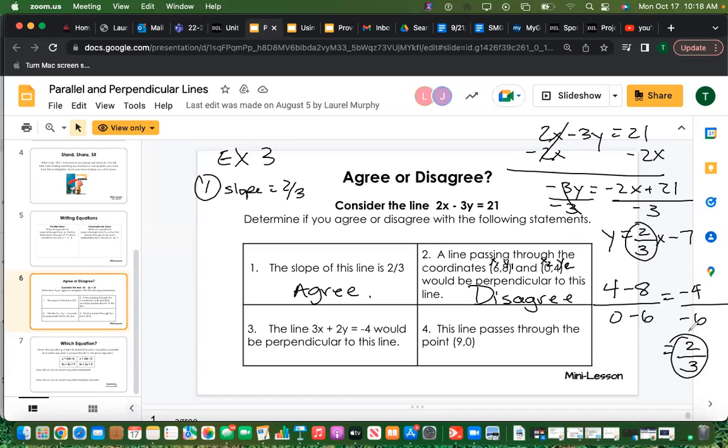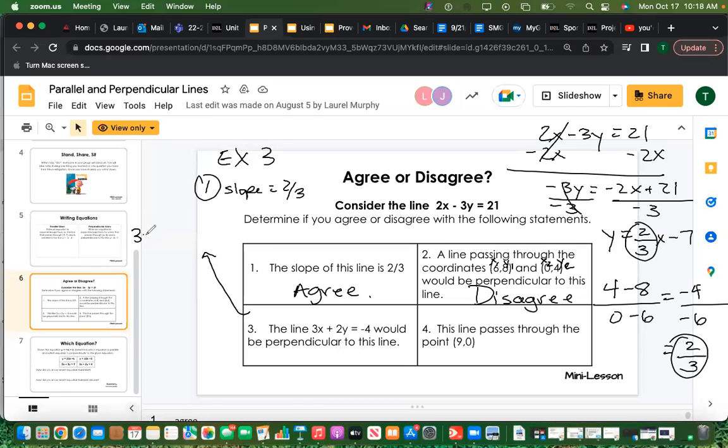Okay, now on number 3, it's asking if this other line would be perpendicular to this original line. So we're going to take this equation and I would probably change this to slope intercept form. Now, what you could do is kind of what Logan was saying and plug it into Desmos, see if it crosses. But to make sure that it's actually perpendicular, I would rewrite this guy in slope intercept.